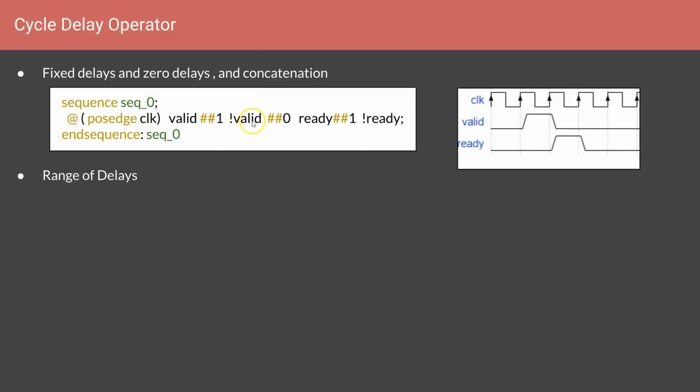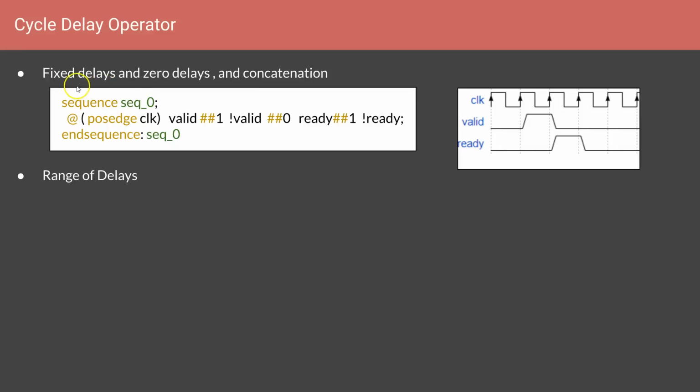Thus, by using the sequence, you have specified that if the valid signal is high on a particular clock cycle, it should be high only for a single clock cycle, and in the very next clock cycle the ready should be high for a single clock cycle as well.